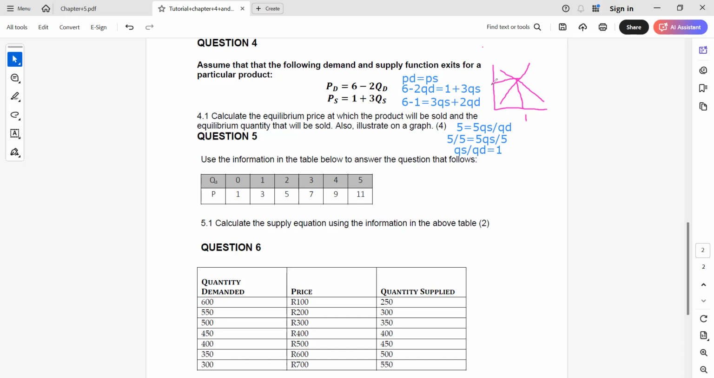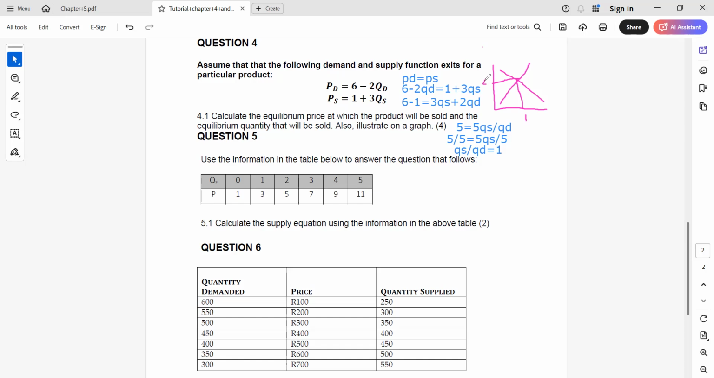So now to get your price, you can just substitute this 1 here on your QD and your QS. You have to get the same price if this is correct. So if you substitute 1 here, you say 6 minus 2 into 1, you get 4. 1 plus 3 into 1, you get 4.